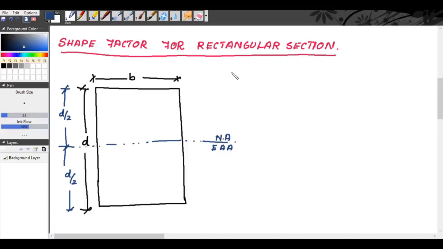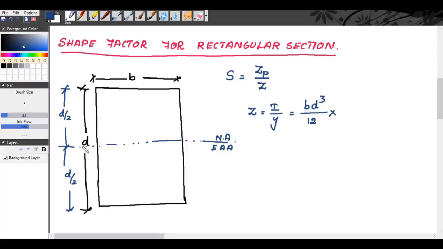Now, in order to find the shape factor, we know shape factor is equal to plastic section modulus by elastic section modulus. So first of all, we will see what is the elastic section modulus. We know the elastic section modulus, Z, is nothing but ZE. Elastic section modulus for a rectangular section is I by Y. So I is BD cube by 12 along the centroid, multiplied by 1 by Y. Y is nothing but D by 2.